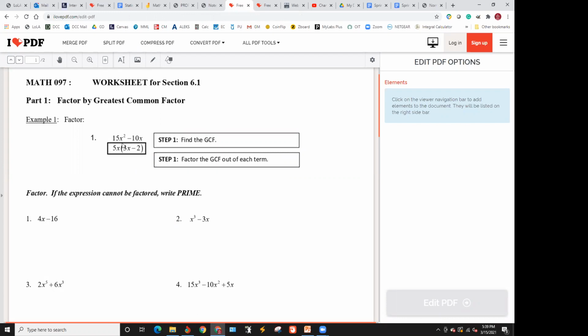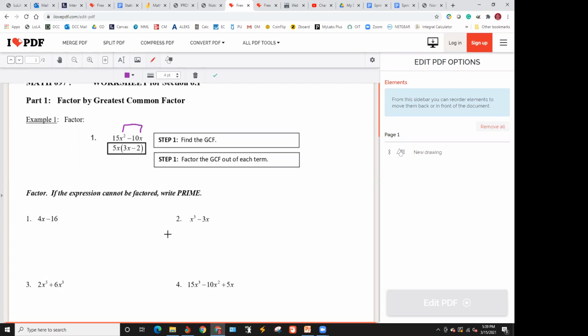So 5 comes out. Now we've also got x's right there, an x squared and an x. Well, for a variable greatest common factor, it's the x term that's got the smallest power. So that would be this one right here, just a plain old x. So the greatest common factor is 5x. Now, how do we determine what goes here? Well, we put in these two places what it takes to get back.